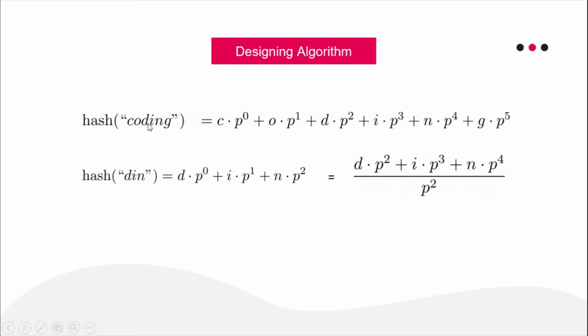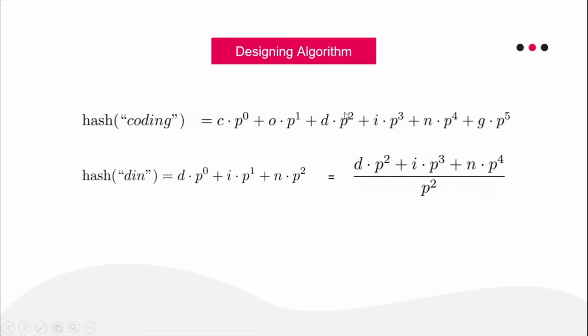Well, the relation is simple. You take the contribution of that substring in the original hash, which is din, so this is the contribution of din in the hash of the original string, right? You take that contribution and divide by p square. Why p square? Can you find why we are dividing by p square? Of course, because the index of d, which is the start of the substring, is 2 in the original string, right? 0, 1 and 2. So we are dividing by p square to get the hash value of substring din, right? So this is the basis upon which we will be building our algorithm.